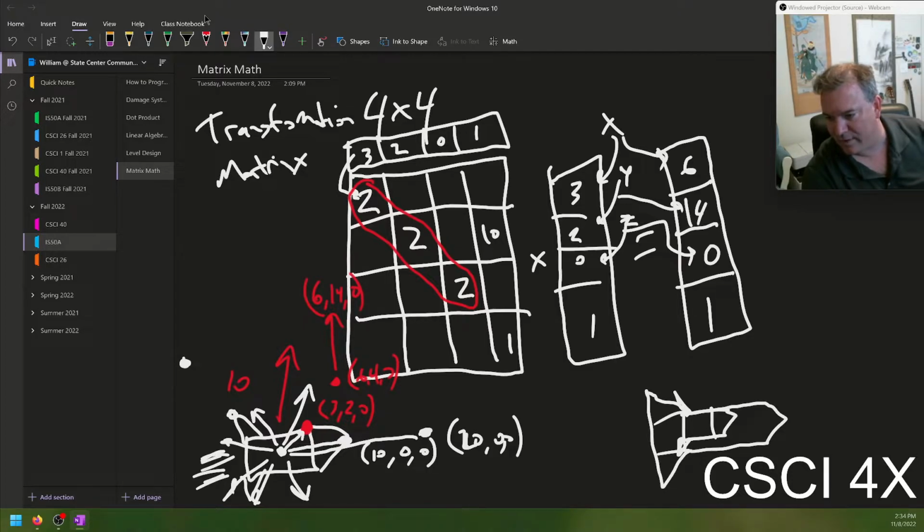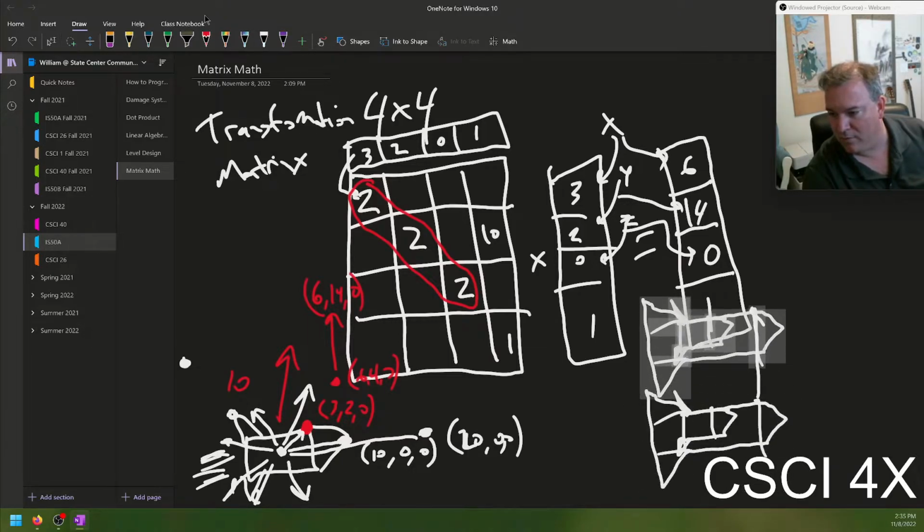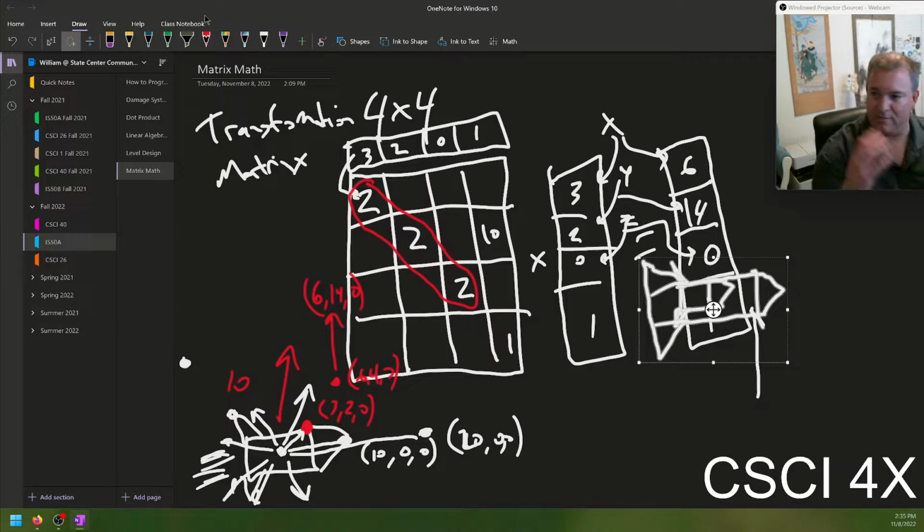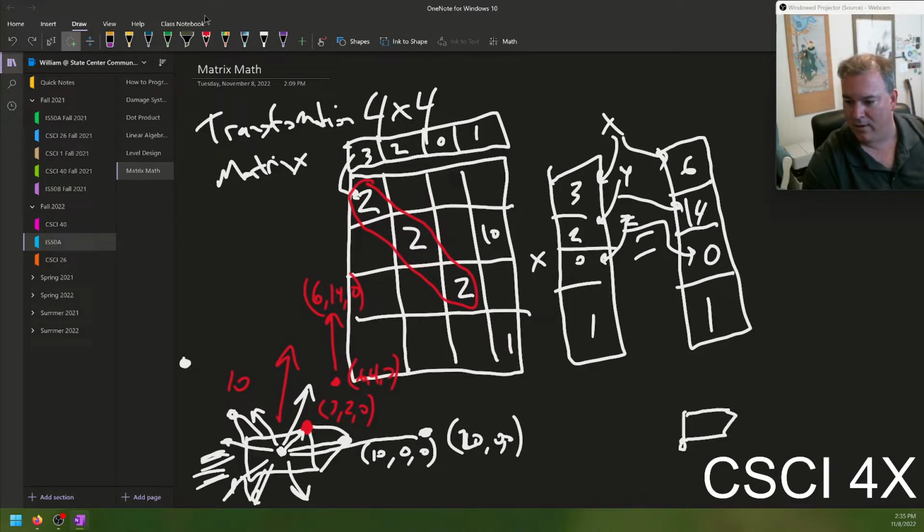It's like twice as big now. And it's also going to translate upwards by 10 units. So the thing is going to move up here. So it doubles in size and moves north by 10. All right, and then the last thing that we can do with a transformation matrix is to rotate it.